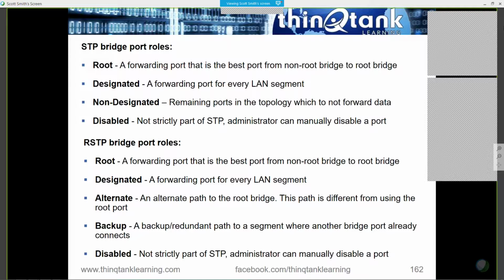Root ports are forwarding, designated ports are forwarding, everything else is discarding. Alternate and backup are discarding. Disabled, I don't even know why they define that as a port role, because disabled means the port's turned off, but I didn't put that on there, that's something Cisco did. All right, the port's disabled.